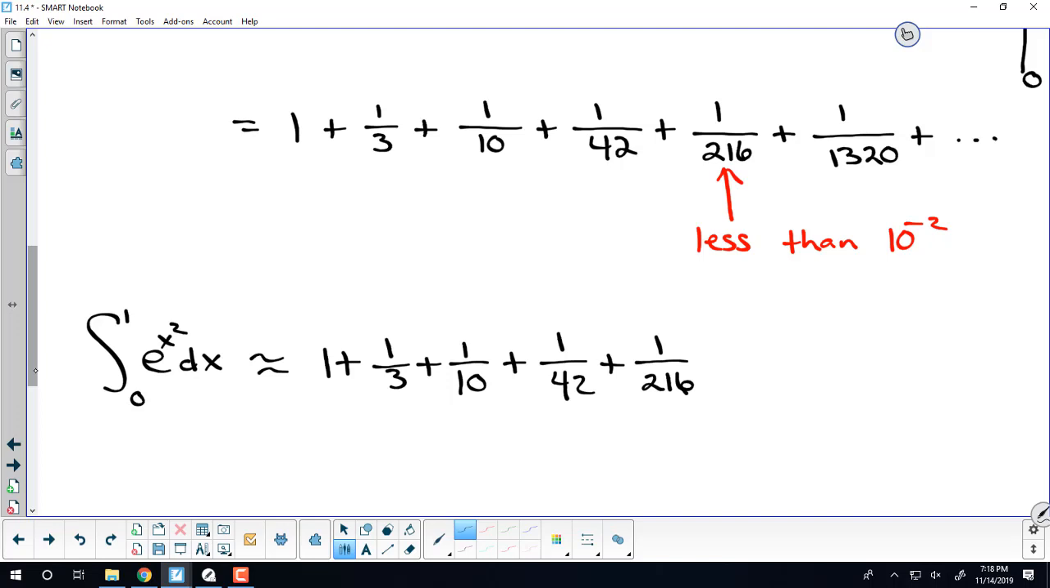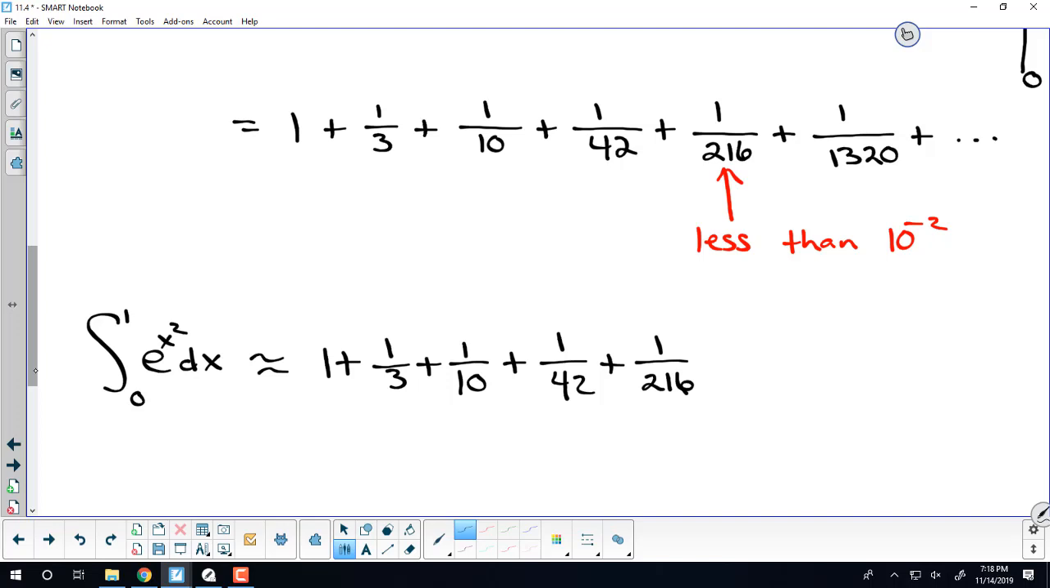1 over 216. Because if we stopped at 1 over 42, is that going to be something less than 10 to the negative 2? No, clearly not. 1 over 42 is clearly greater than 1 over 100. So we wouldn't want to just stop with 1 over 42. We want the first term that's less than that specified error in the mix.